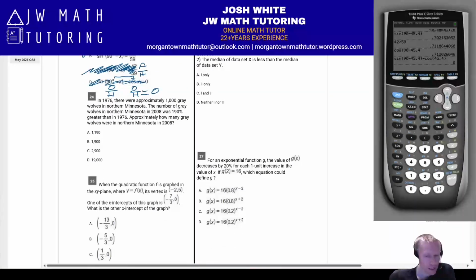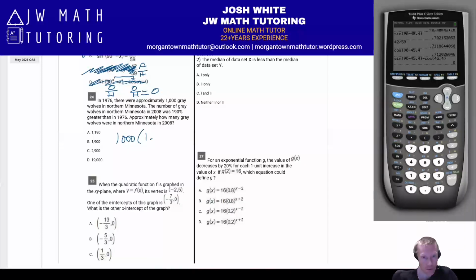All right, now moving on to question number 24. So we started off here with 1,000 wolves. In 2008, it was 190% more than the 1,000 it started with. So how many were there in 2008? Basically, you're just taking 1,000 and multiplying it by 1.9, because 1.9 is the decimal equivalent of 190%.